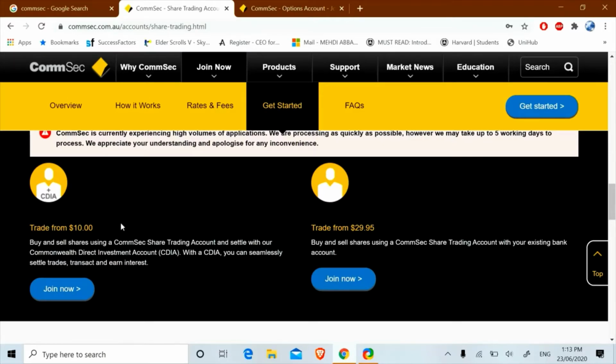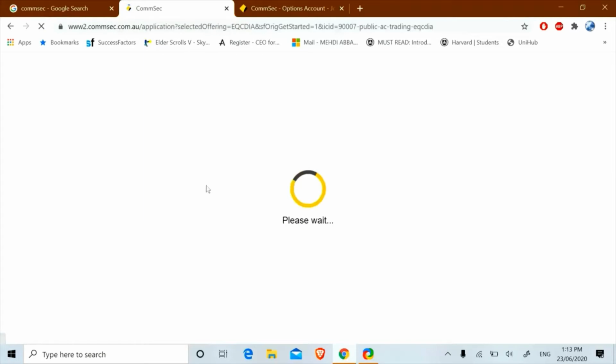It's better to create a CDIA account, where you put your money inside this account and then you buy stock, whereas this one directly takes money out of your debit account, and that one charges you a lot more. For beginners, I recommend just going with CDIA because the fees are lower, so even with a small gain in a stock, you can make a bit of profit and not lose all your money to the fees. So once you click join now, you'll be taken to this page.